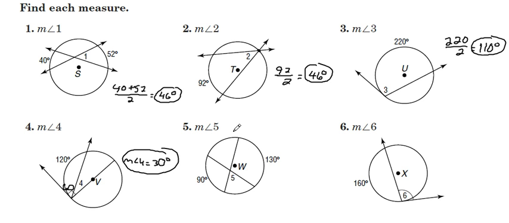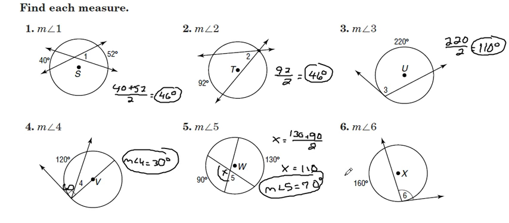Okay, and then we have the measure of angle 5. Well, first we need to find this angle right here, right next to 5. It's a linear pair with 5. Let's call that angle x. And x can be found by summing the two intercepted arcs and dividing by 2. 130 plus 90, and we're going to divide it by 2. That gives us 110. So 110 is x, and that makes a linear pair, so the measure of angle 5 then would be 70 degrees.